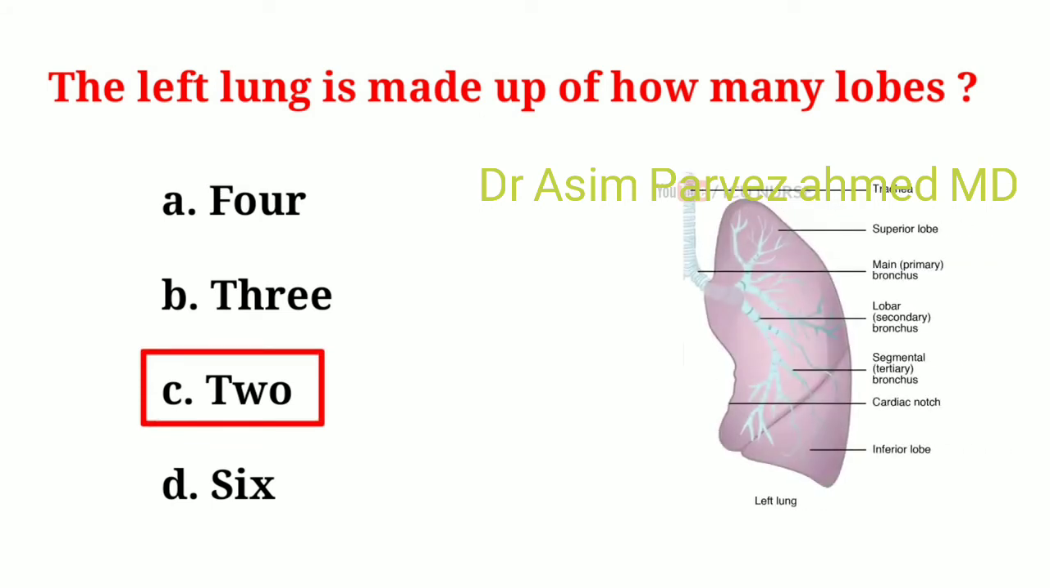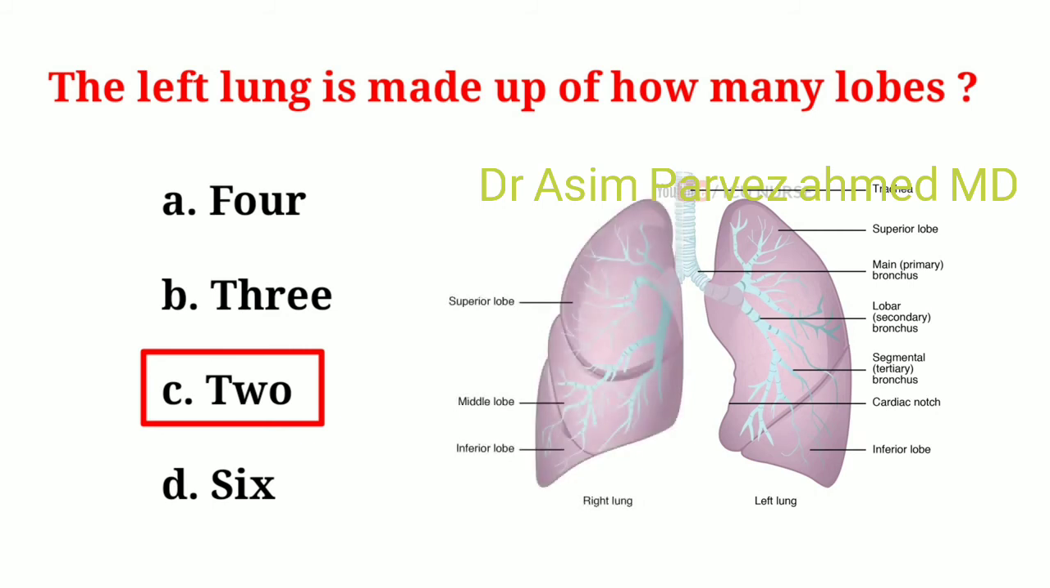The left lung is smaller than the right lung. The right lung has 3 lobes: the superior lobe, the middle lobe, and inferior lobe. Whereas the left lung has only 2 lobes: the superior lobe and the inferior lobe.